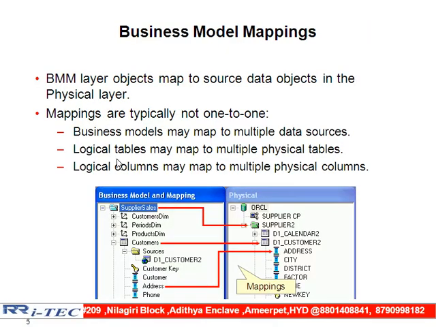Perfect. Now what do you mean by business model mapping? BMM layer objects map to source data objects in the physical layer. Mappings are typically not one-to-one. If you see here, supplier sales data, the business model may map to multiple data sources that I showed. A logical table may map to multiple physical tables. Logical columns may map to multiple physical columns. All are one-to-many.